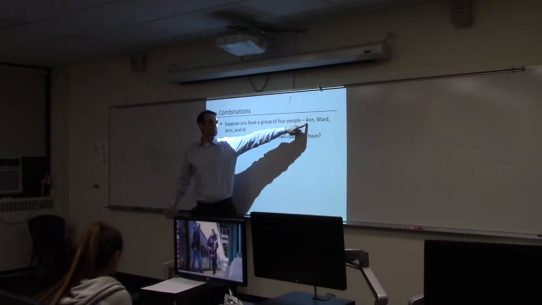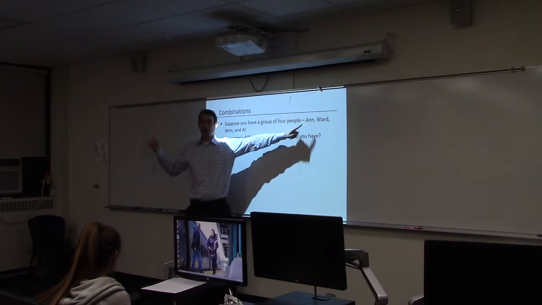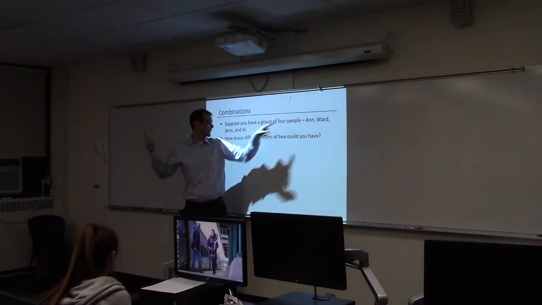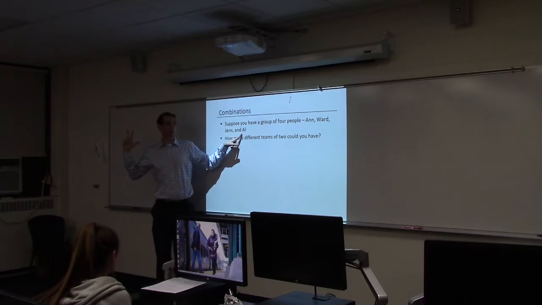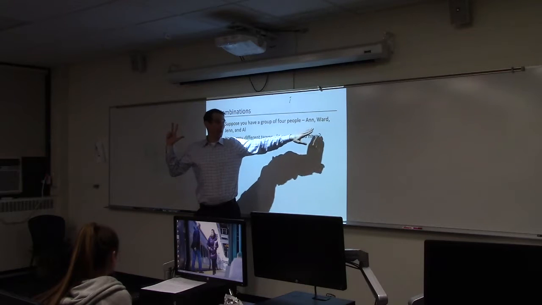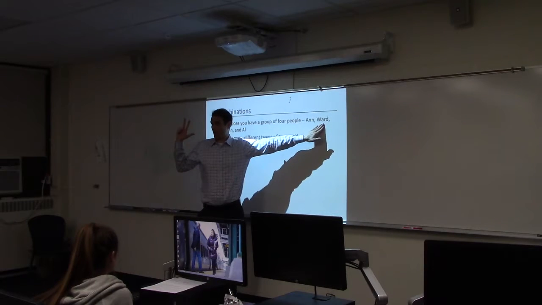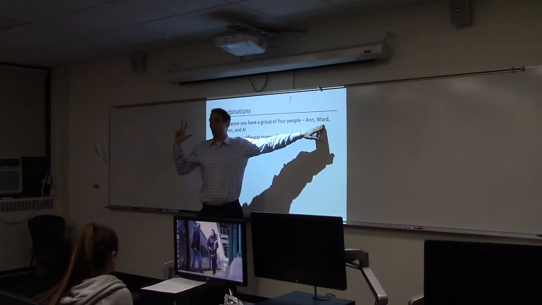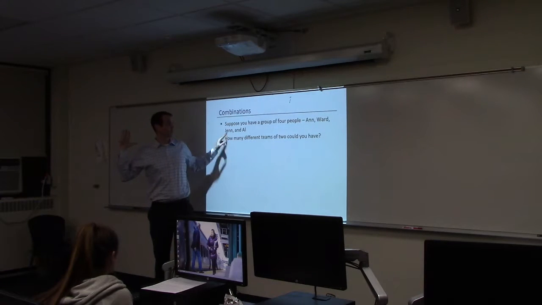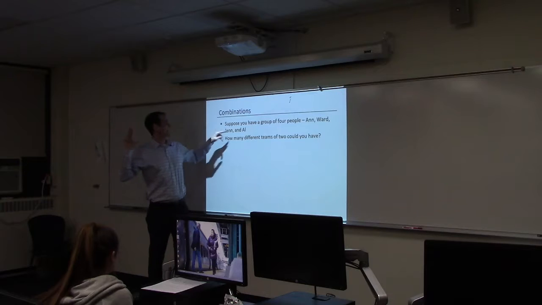So we could have a team of Ann and Ward. That's 1. We could have a team of Ann and Jen. That's 2. We could have a team of Ann and Al. That's 3. All right, we've gone over all the teams with Ann on it. Now, how about all the teams with Ward on it? We've already got Ann and Ward. All right, how about Ward and Jen? That's 4. How about Ward and Al?